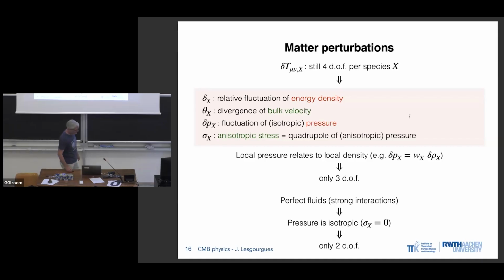Additionally, we will often be interested mainly in perfect fluids. In perfect fluids, you have strong interaction. And what do strong interaction do? They isotropize everything. When you have strong interaction in a perfect fluid, everything looks isotropic if you are at rest with respect to the fluid. And in particular, pressure is isotropic, same in all directions, like the usual pressure that we are taught about at high school. And then this sigma vanishes. And then in this case, we only have 2 degrees of freedom to describe our fluid, which are the density fluctuation and the divergence of the bulk velocity.